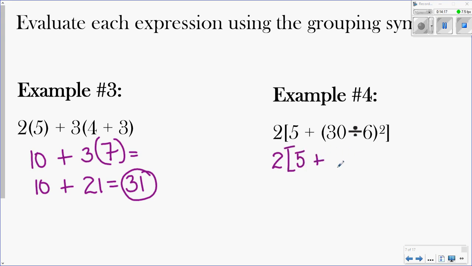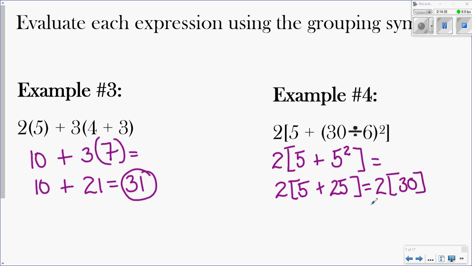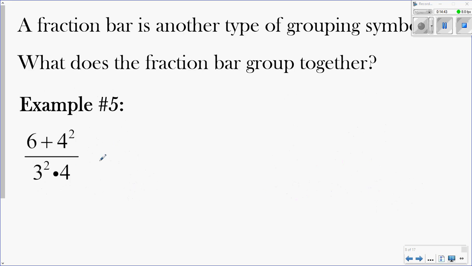This will give me 5 squared. I have to get rid of this. So to bring it down, and then I can still work with what's inside. It gives me 30. And then my answer will be 60. Okay, let's go on to the next one.